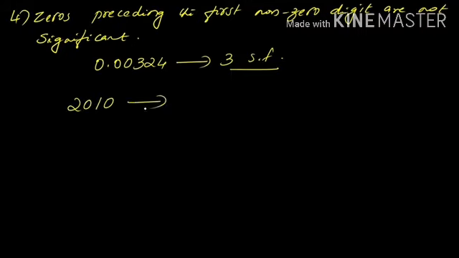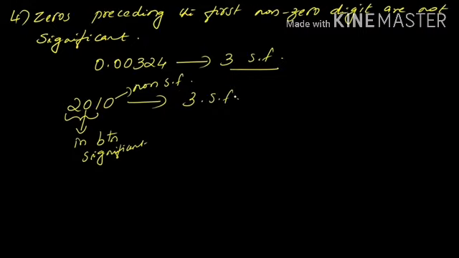Next example, 2010. How many significant figures are there here? 201. So here 0 is coming in between. The first 0 is coming in between two non-zero digits, so we should count that. But the last 0 is not significant. We have studied in the first rule that all the non-zero digits are significant. So when zeros are coming at the end, they become non-significant. So we have only 3 significant figures.